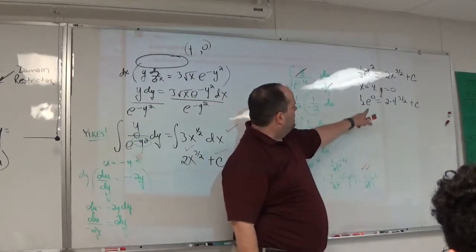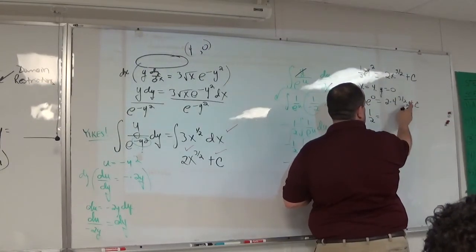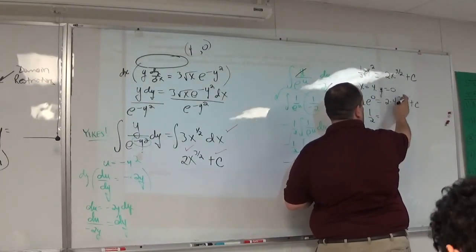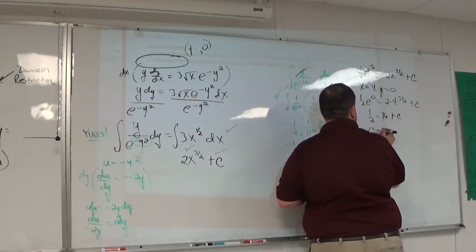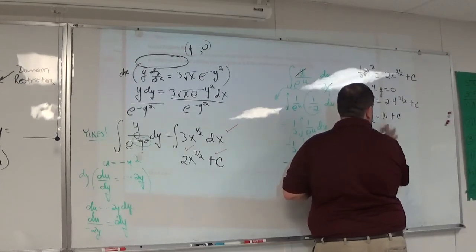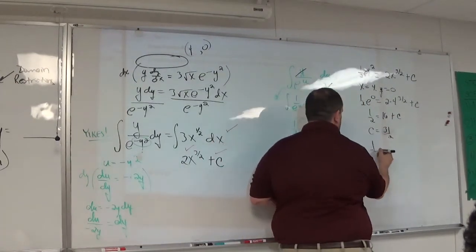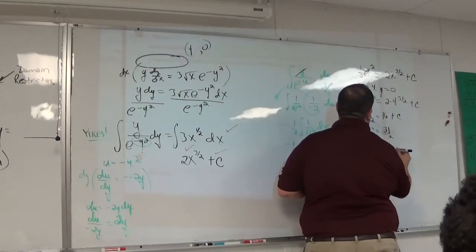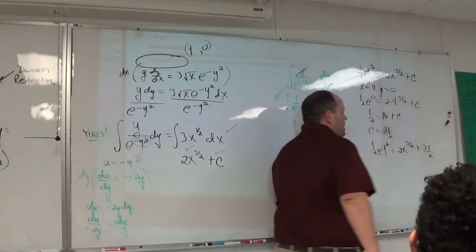We're almost there. e to the 0 is 1. You've got a half. 4 to the 3/2. Square root of 4 is 2. 2 cubed is 8. Times 2 is 16. c is, I'm just going to call that 31 over 2. Just to finish this off, 1/2 e to the y squared equals 2x to the 3/2 plus 31 over 2.